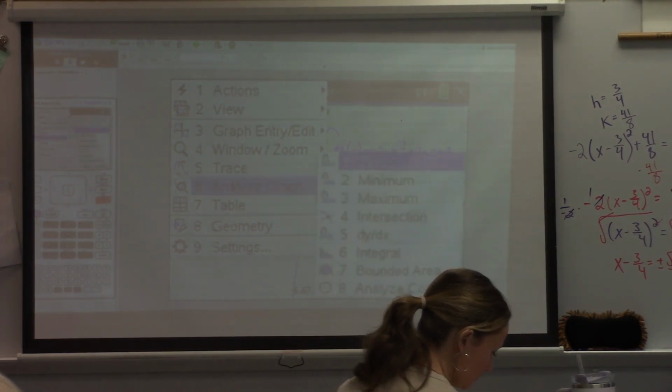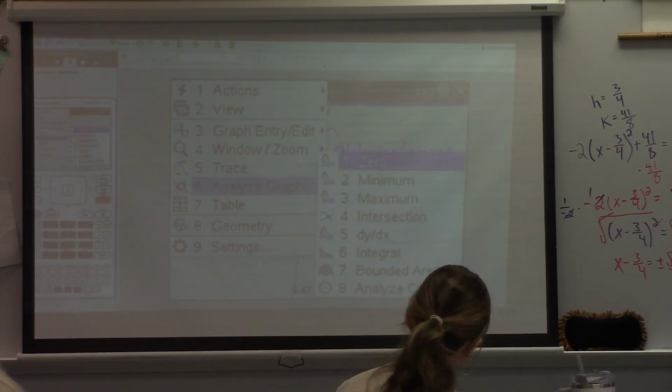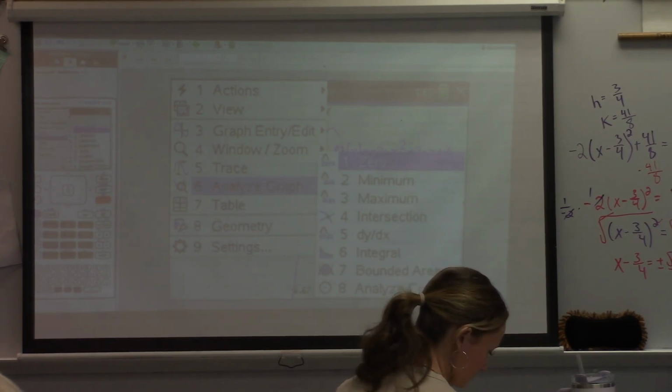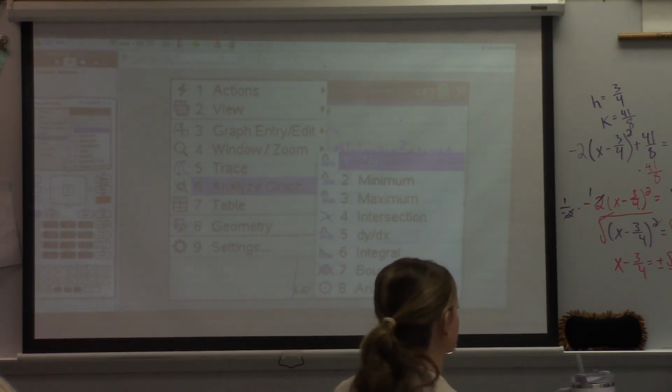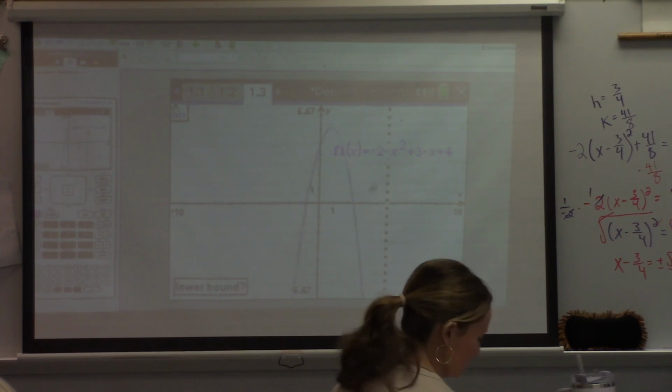Anyone see anything useful under analyze that graph? Ah, this is why we need to know terminology, right? Those x-intercepts are also called zeros. So if I check myself, so 0, lower bound.